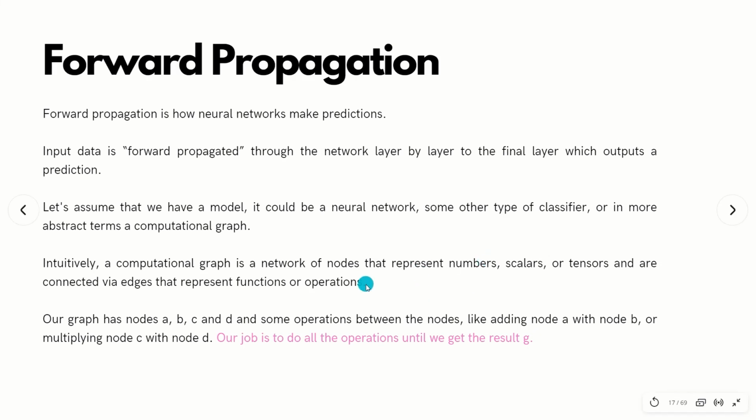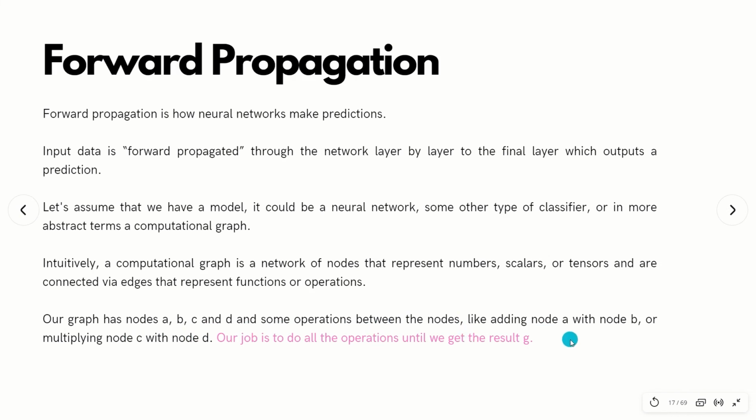Okay. Just like for example, if you want to add two nodes, addition is an operation which you want to run using those two nodes or the values incorporated in those two nodes, and that is represented via edges. Let's take a small example. For example, we have a computational graph having four nodes A, B, C, D, and there are certain operations that we want to perform between these nodes.